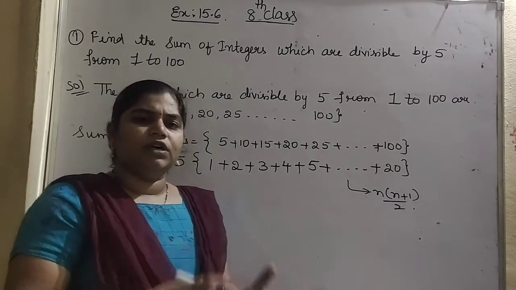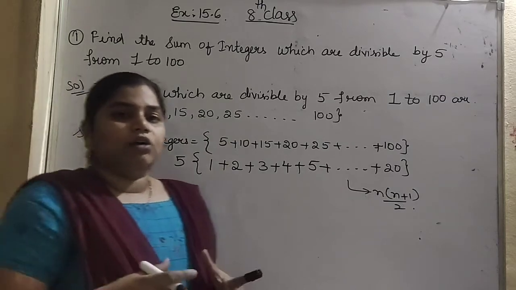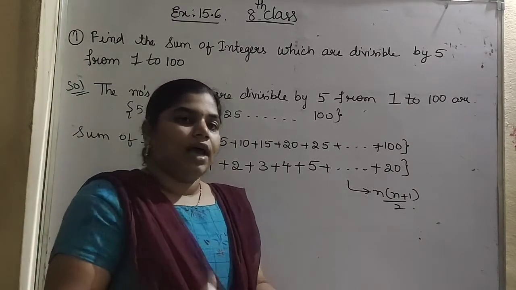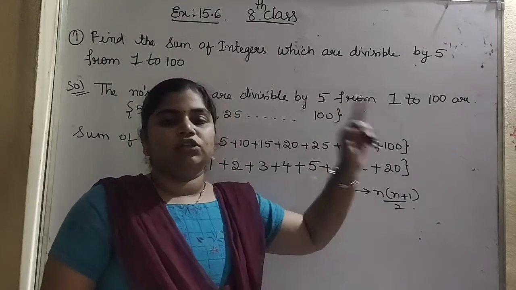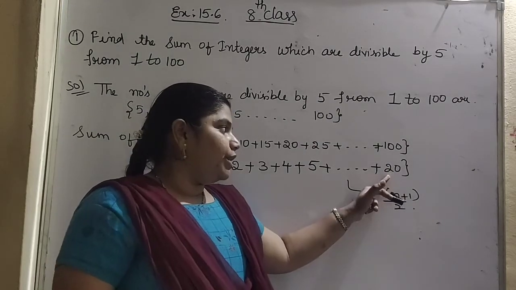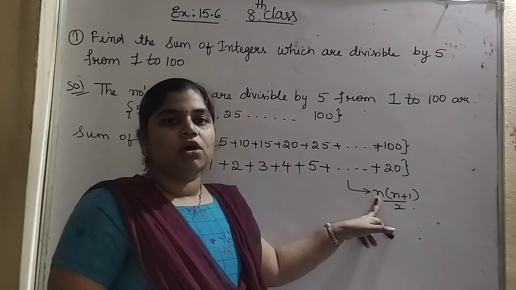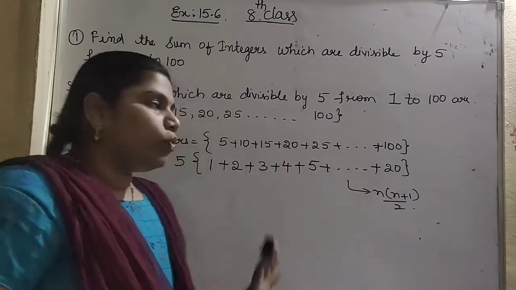So if you are adding the first n natural numbers, how to find it? Instead of adding all the values, we can use this formula. n is nothing but how many natural numbers there are. Here 20 natural numbers are there. So in place of n, we will substitute 20 here.